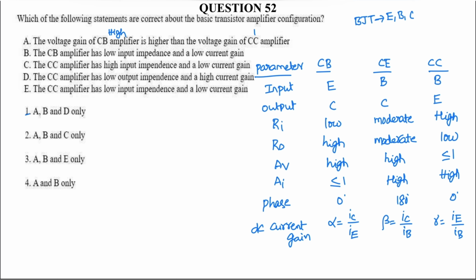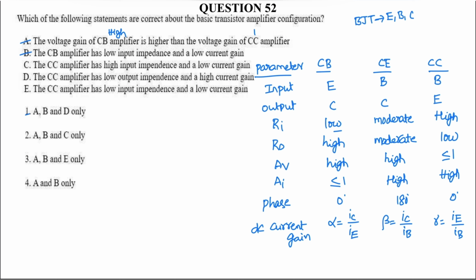Next, statement B, the common base amplifier has low input impedance and low current gain. Common base amplifier has low input impedance and low current gain. So current gain is less than or equal to 1. So statement B is also correct. Statement A correct, statement B correct.